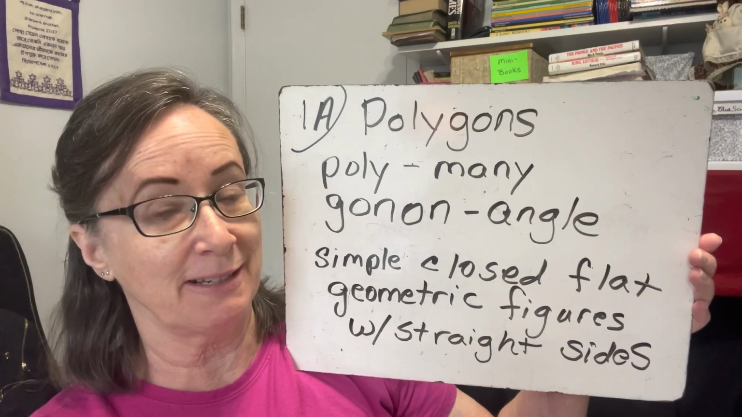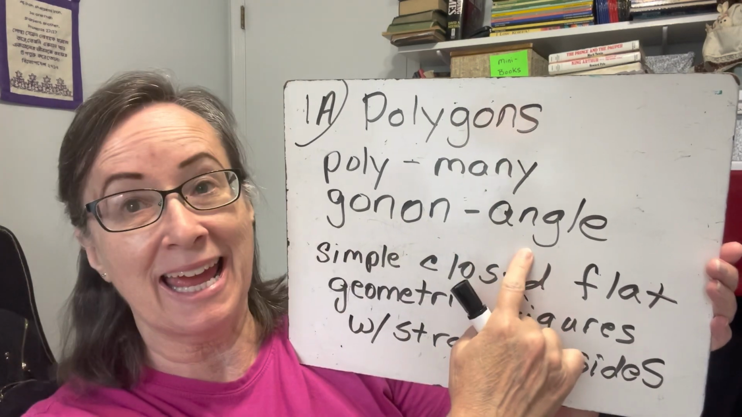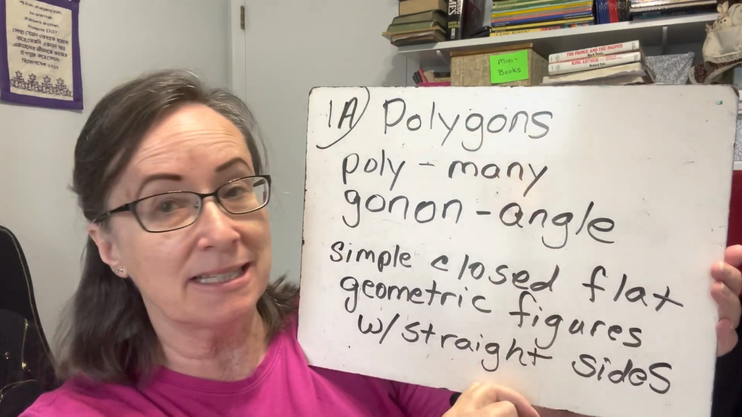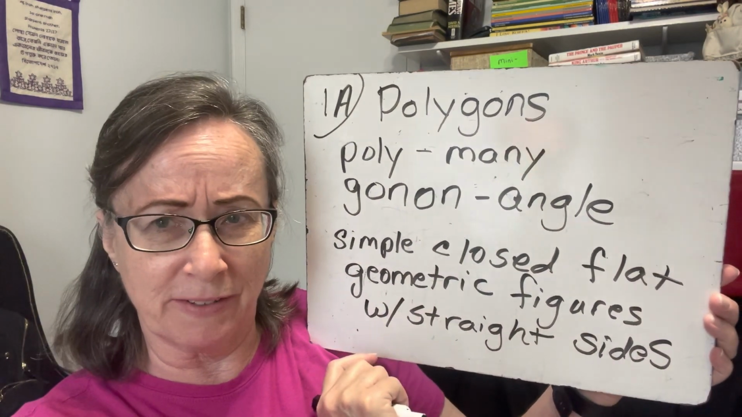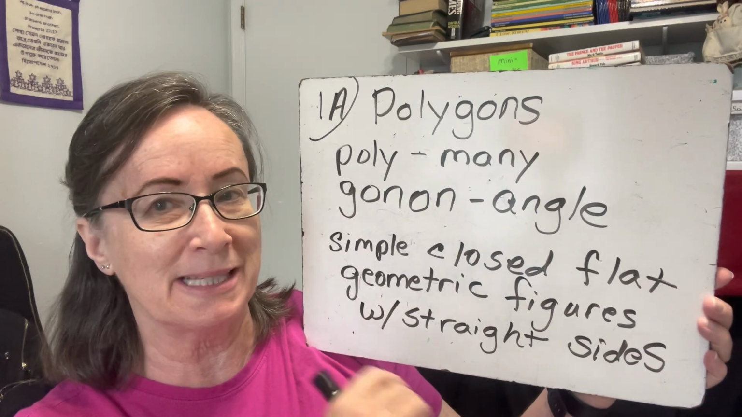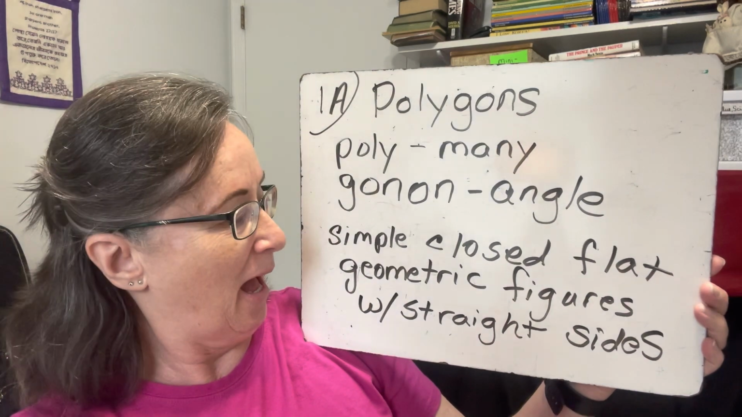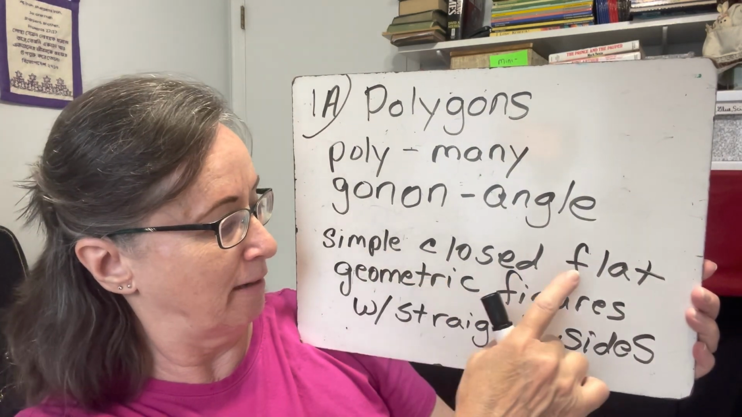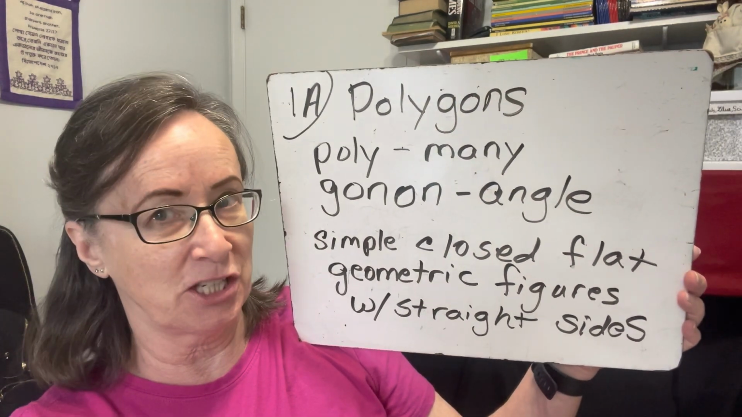And we start by defining polygons. Poly means many and gon means angle. So a polygon is a figure with many angles. But that was old definitions. We've honed that a little bit more. You see in the book, the author has a very interesting explanation. But simple, closed, flat geometric figures with straight sides is a decent definition of a polygon. So in your book, you have some pictures. I'm going to show you your book now.